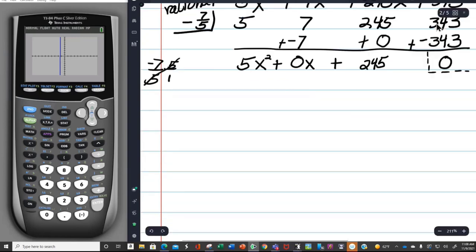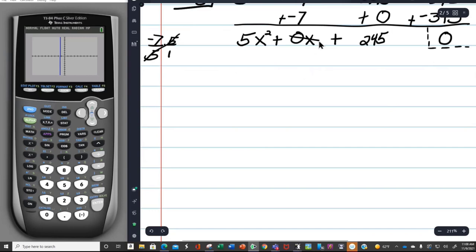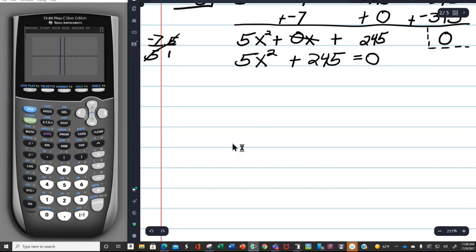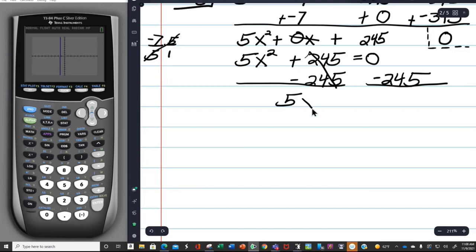Okay, so once again, this is going to zero out so that I'll have 5x squared plus 245 equals zero. Now I'll subtract 245. I could pull out 5 as a common factor, but it's actually easier to do it this way, and you'll see why. So I'll have 5x squared equals negative 245. I'll divide both sides by 5.